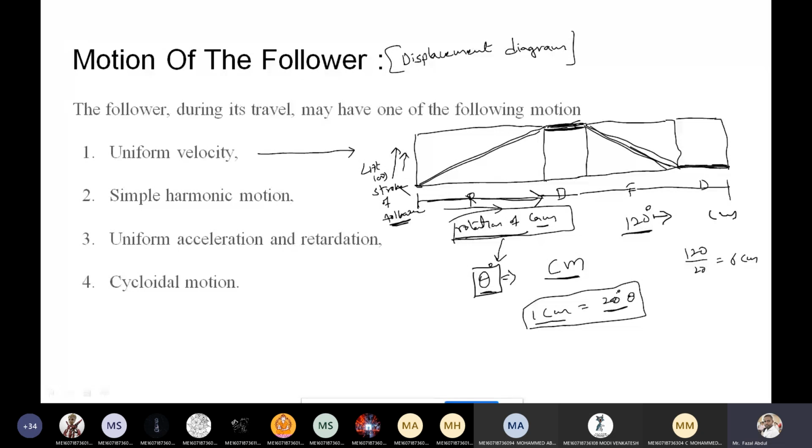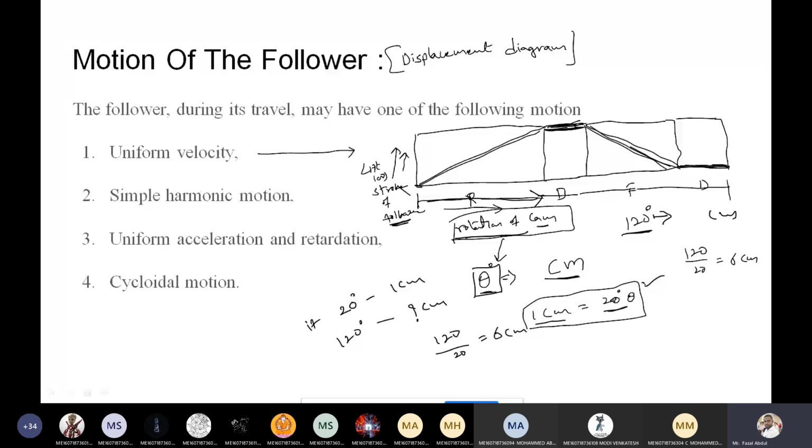If 20 degrees is equal to 1 centimeter, then how many centimeters is 120 degrees? Easily we can find it: 120 by 20, that is 6 centimeters. Like that, we need to convert degrees into centimeters. To convert degrees into centimeters, you need to assume 1 centimeter is equal to 20 degrees. This is the point, very important.